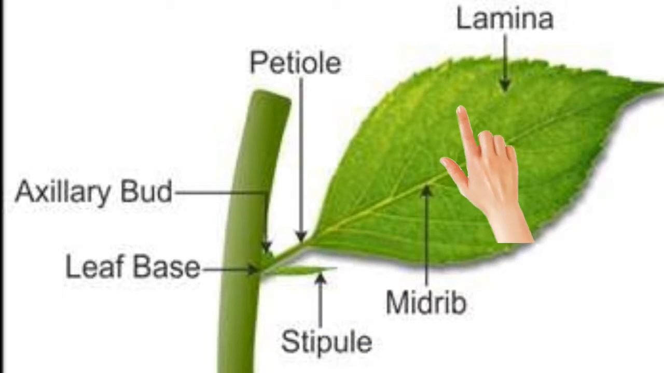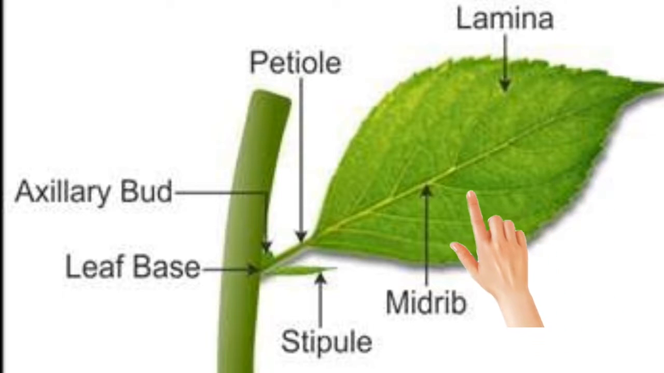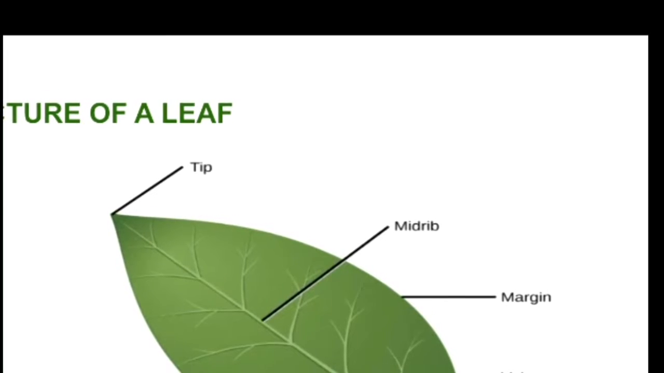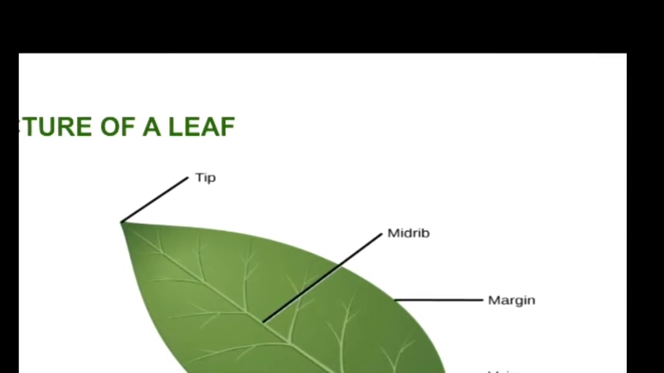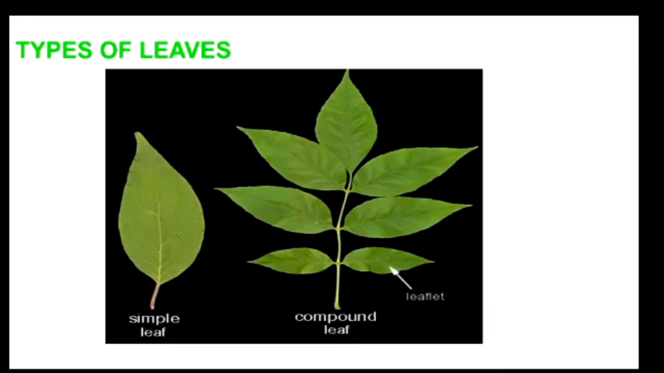The green expanded part of the leaf is called lamina or leaf blade. The edge of the lamina is known as leaf margin. The petiole enters the lamina as the midrib. The midrib produces branches on either side. They are called the veins. Leaves are of two types. They are simple leaves and compound leaves.